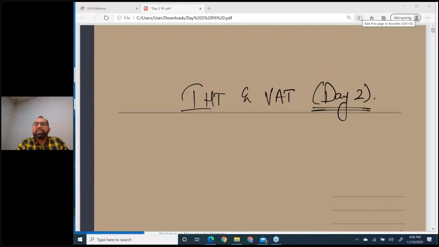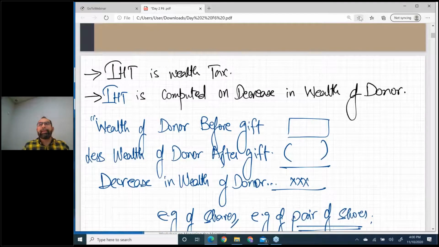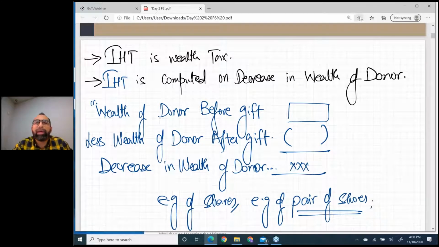Yesterday we did CGT, capital gain tax, chargeable gain tax, right? Our topic today is inheritance tax and value added tax. This is day 2 of the P2P revision webinars. First we'll cover inheritance tax and then we'll move on to value added tax.